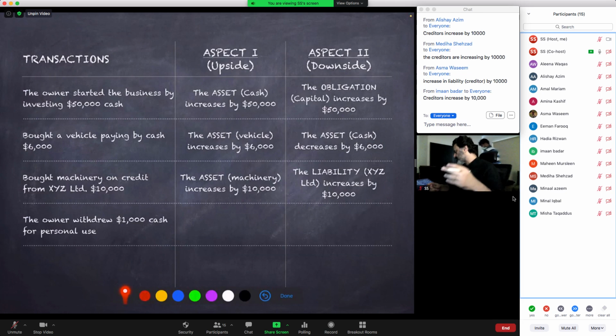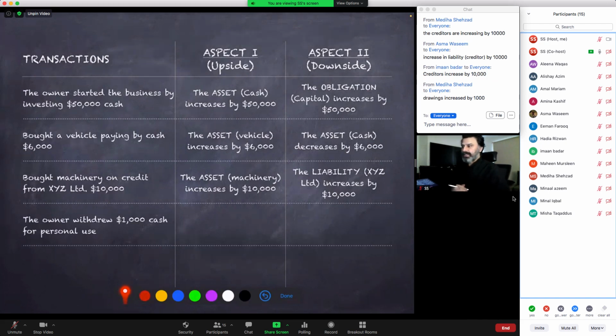The owner withdrew $1,000 cash for personal use. So what is happening now? What's the upside and what's the downside? Let's not worry about aspect 1 and 2. Let's see what's the upside and the downside. What's the economic benefit and what's the economic cost involved here?